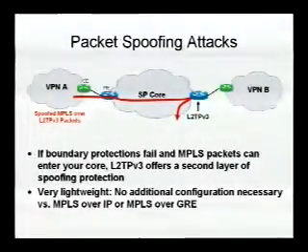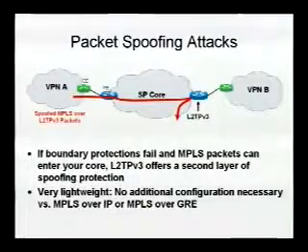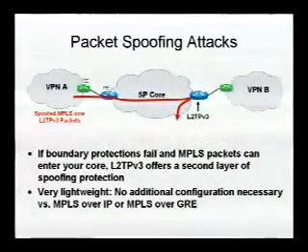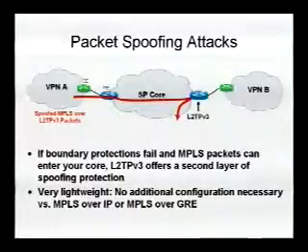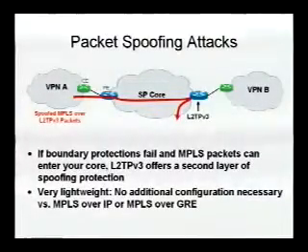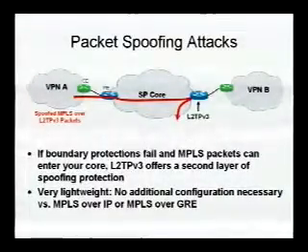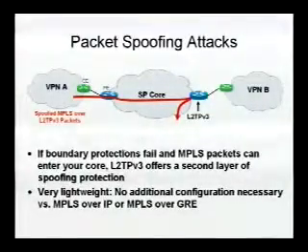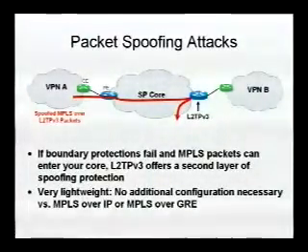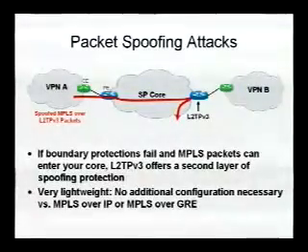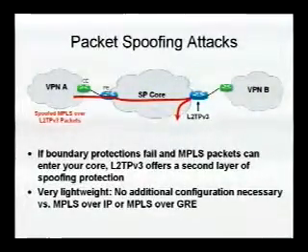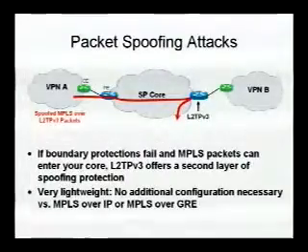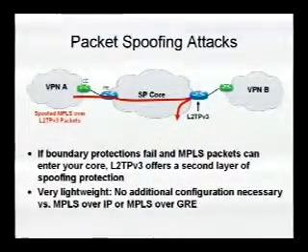He's picking the value and sending it to all the other PEs and saying, use this value when you talk to me. So it's very lightweight. There's no additional configuration necessary versus MPLS over IP or MPLS over GRE. As long as you're advertising the tunnel capabilities of that particular PE, you can advertise right along with it. Here's a random value. You've got to use it when you're talking to me. And you assume that if the person is using that random value, then he's part of your closed group of friends that are allowed to talk to you.